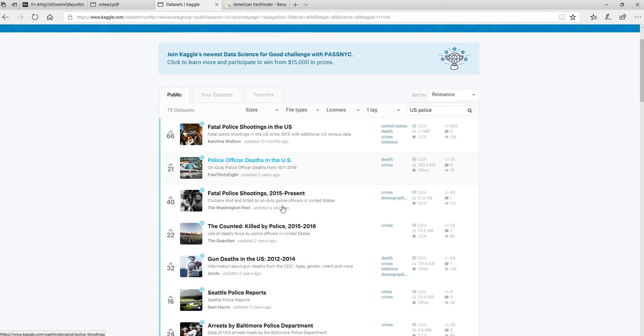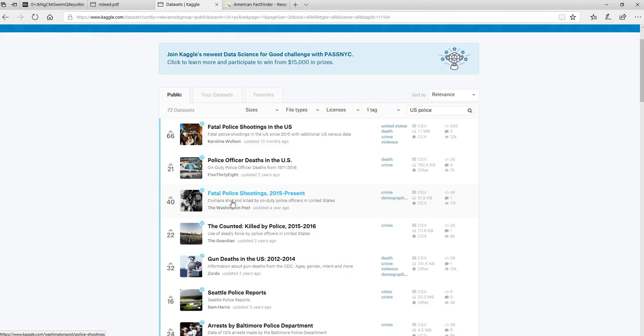And the ones that have to do with civilians shot by on-duty police officers, there are two that are pretty well known right here. One is being maintained by the Washington Post, and the other is being maintained by the Guardian. And so we're going to open the Washington Post one just because it's been updated more recently.